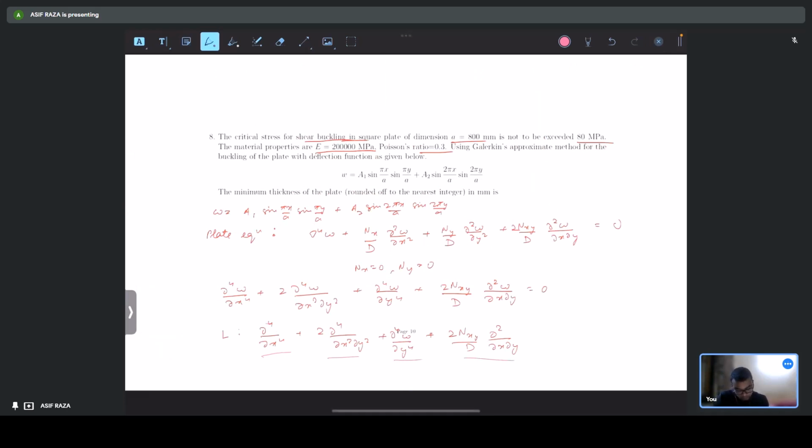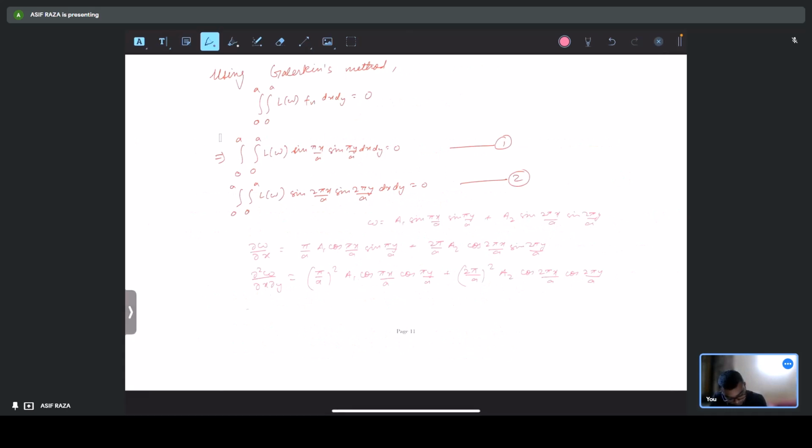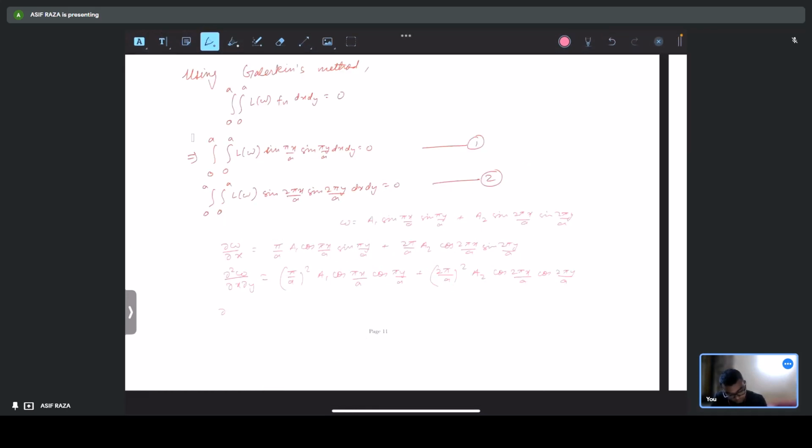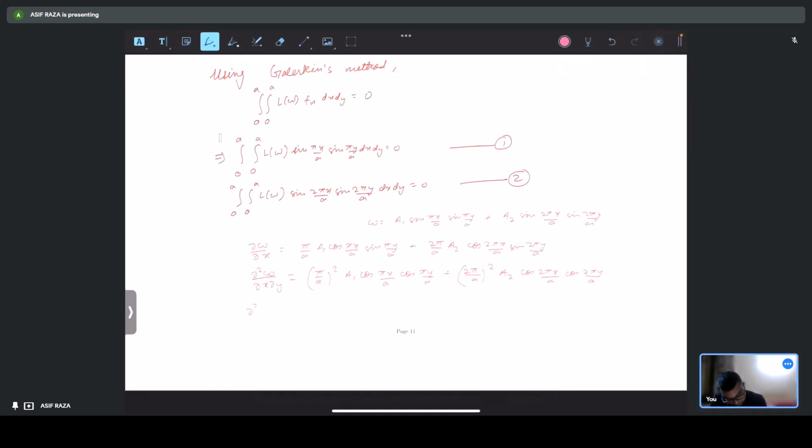Now this, okay, so we need to find this term. First we take this, so this would be equal to minus (pi by a) whole square a1 sin(pi x by a) sin(pi y by a) minus 2 (pi by a) whole square a2 sin(2 pi x by a) sin(2 pi y by a).